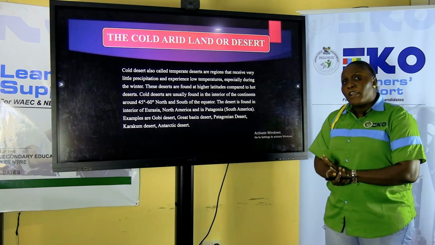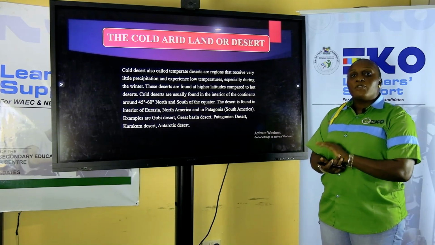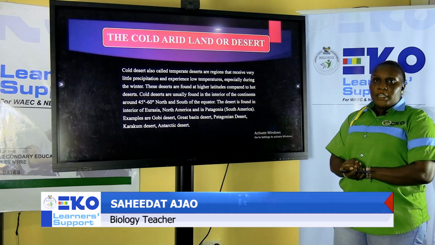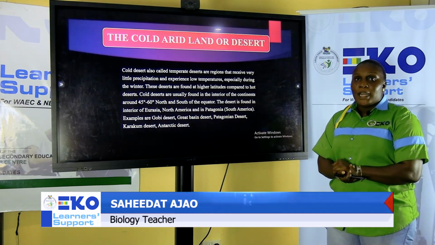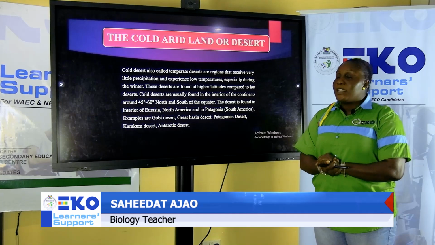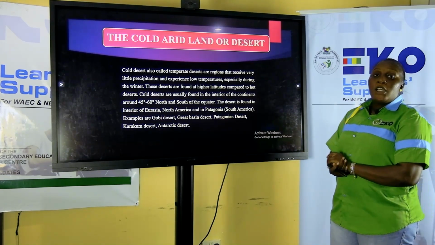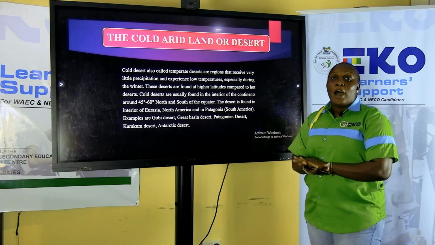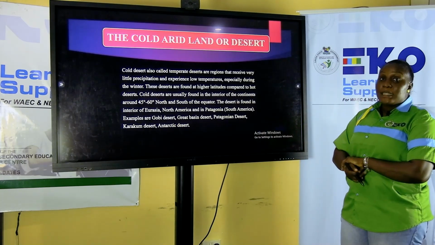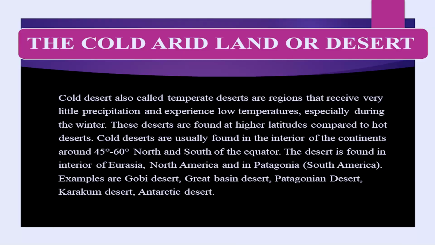Now, I hope you're following up with what we just discussed. Now we've discussed that we have two types of arid, which is the hot arid and the cold arid. So we just finished discussing the hot arid. Now we are moving on to the cold arid or desert. Do not forget that another name for arid land is desert. So the cold arid is also called the temperate desert.